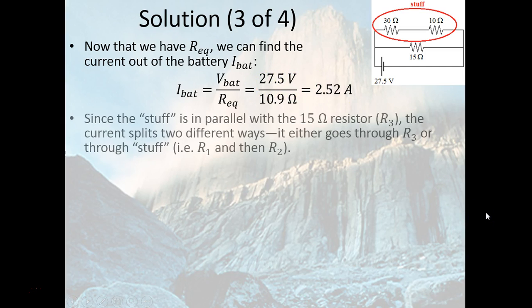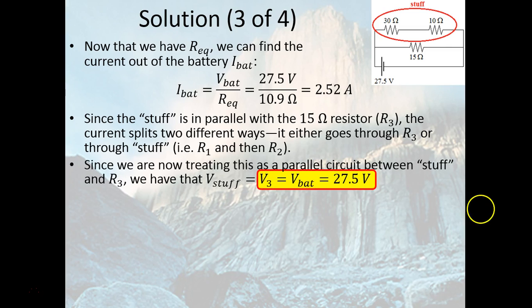Anyway, next, it's good to note that you have stuff in parallel with the 15 ohm resistor. Well, if the current comes out of the battery and it decides to travel through the 15 ohm resistor, it's going to undergo one drop all at once and go down to 0, which means the voltage drop through the 15 ohm resistor must have been 27.5 volts. So we know that immediately.